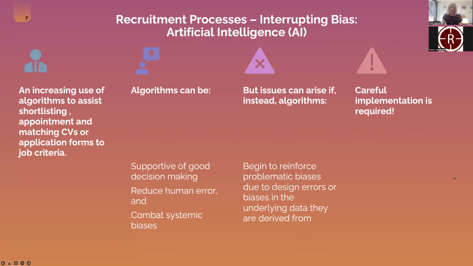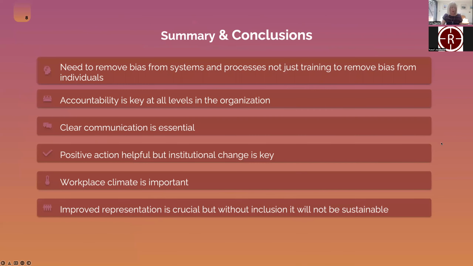So in summary, the key thing with regard to diversity and inclusion is, in my view, making sure that you remove, first of all, bias from the systems and processes that you have for recruitment. It's not just training to remove bias from individuals. The processes have got to be clean.